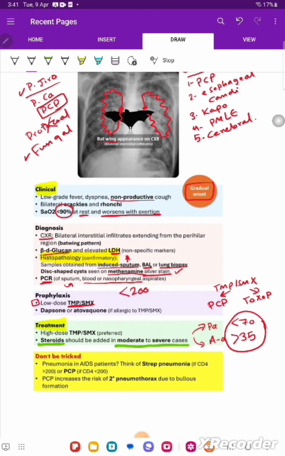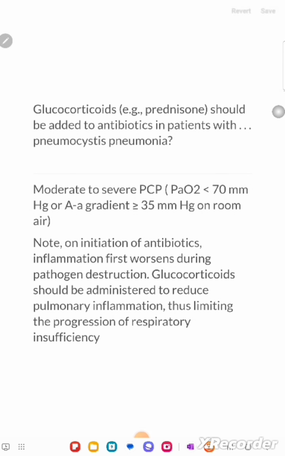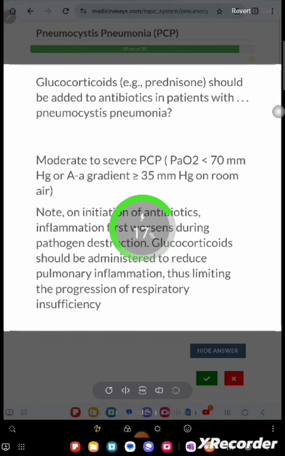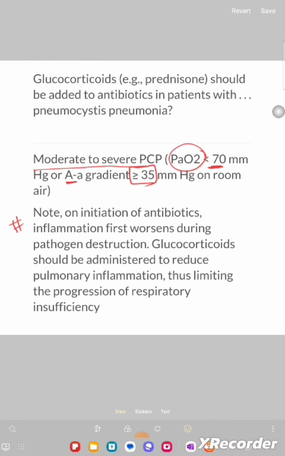If you find these numbers, he may ask you what should be added other than trimethoprim-sulfamethoxazole, and the answer will be steroids. Glucocorticoids or prednisolone should be added to antibiotics in patients with Pneumocystis pneumonia. It should be added to moderate to severe cases, meaning oxygen saturation less than 70 or A-a gradient more than 35. Note that on initiation of antibiotics, inflammation first worsens during pathogen destruction. So glucocorticoids should be administered to reduce pulmonary inflammation, thus limiting the progression of respiratory insufficiency.